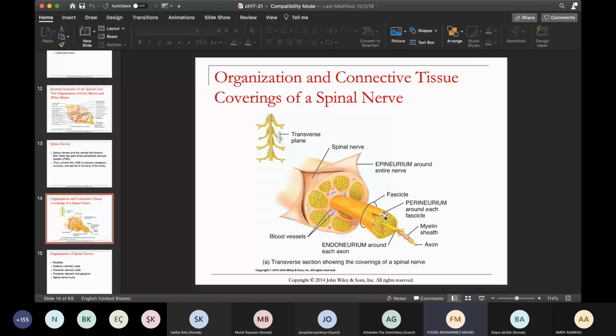Right, and then again, when you look at all these multiple fasciculi that are bundled up, what covers multiple fasciculi would be the epineurium over here that's going along. And again, these are all just very strong connective tissue. They're collagenous sheets of tissue that are present.